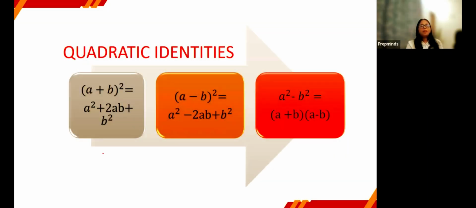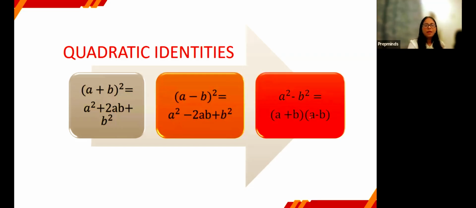Now, there are three quadratic identities which you need to remember. The first one is (a plus b) whole square, that is a square plus 2ab plus b square. And then (a minus b) whole square, that is a square minus 2ab plus b square. And a square minus b square is equal to (a plus b)(a minus b). So these are the three quadratic identities which you need to remember.